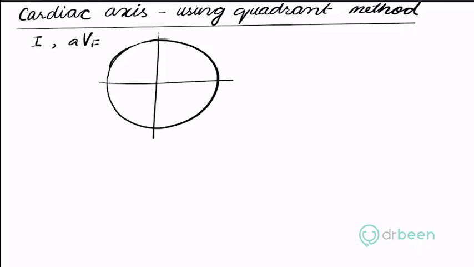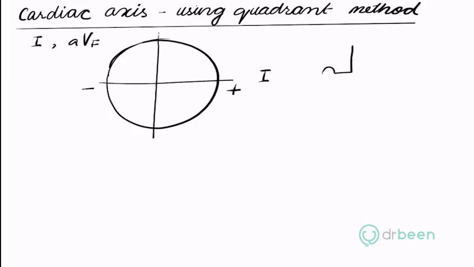Now remember this, that lead 1, when it is projected on this system, the positive end is on the right side of this and the negative end is on the left side. What that means is, let me draw lead 1 here, let's say this is a potential in lead 1. And here, this potential is positive.